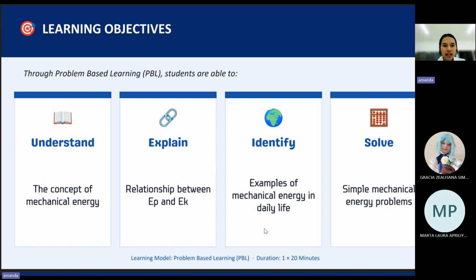Next slide about learning objectives. Before we begin, let's look at what we aim to achieve today by using the problem-based learning model. I want all of you to be able to do 4 things by the end of this lesson. First, understand the concept of mechanical energy. Second, explain the close relationship between potential energy and kinetic energy. The third, identify examples of mechanical energy that we see in our daily life. And finally, solve simple real-world problems related to mechanical energy.